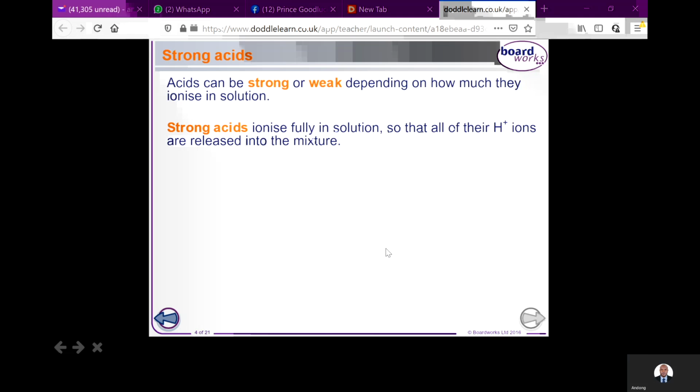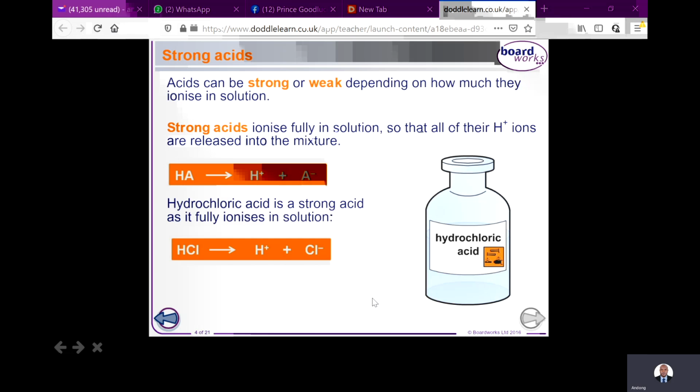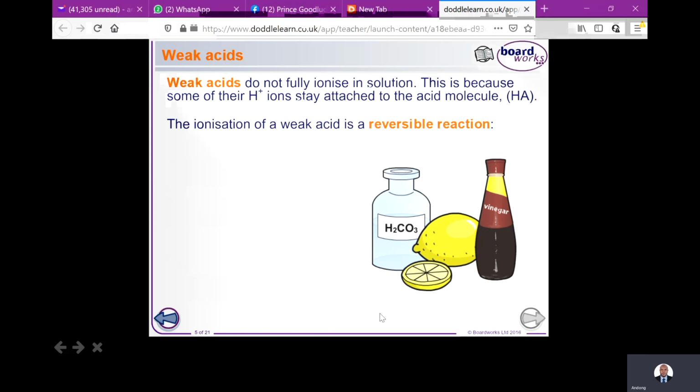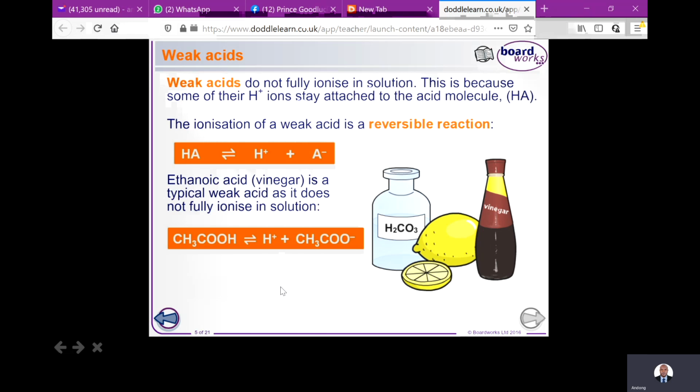Secondly, in examining the strength of an acid, we can say an acid can be strong or weak depending on the concentration of hydrogen ions they release in solution. Strong acids ionize completely, releasing all the hydrogen ions in a solution. Weak acids, like vinegar, ethanoic acid, will ionize partially.